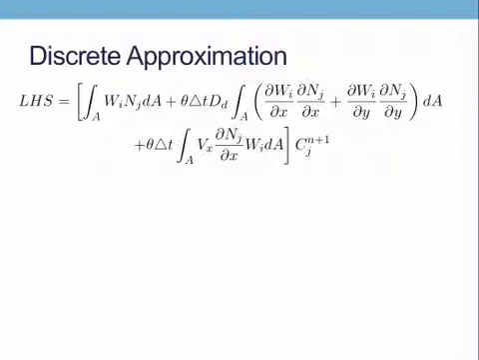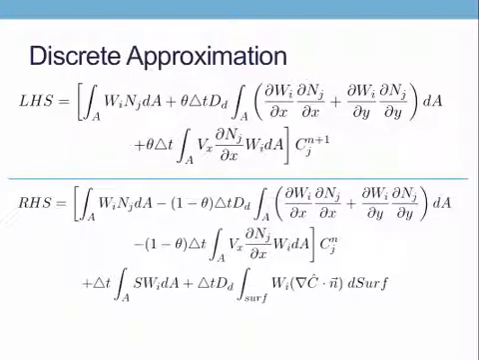When we do that, we obtain a left-hand side term that includes first the temporal term, then theta delta t times the conduction or diffusive term, plus theta delta t times the convective term. And all of these are the coefficients for C j at the new time step n plus 1. The right-hand side contains the temporal term, 1 minus theta delta t times the dissipation term, and 1 minus theta delta t times the convection term as coefficients to C j at time step n.